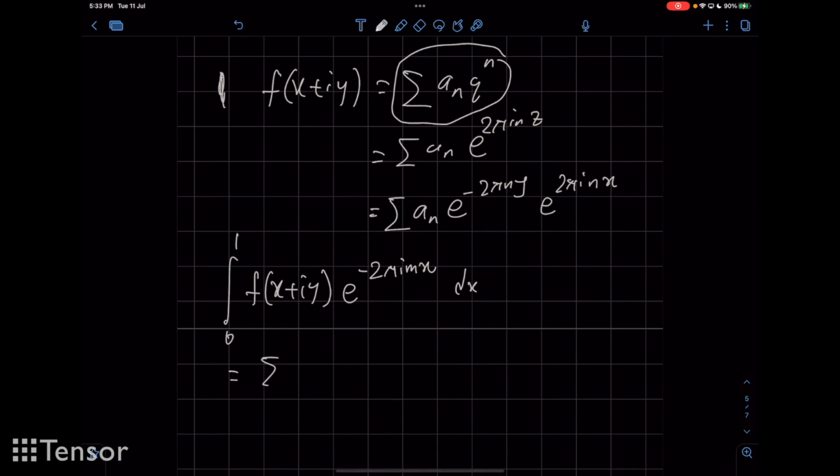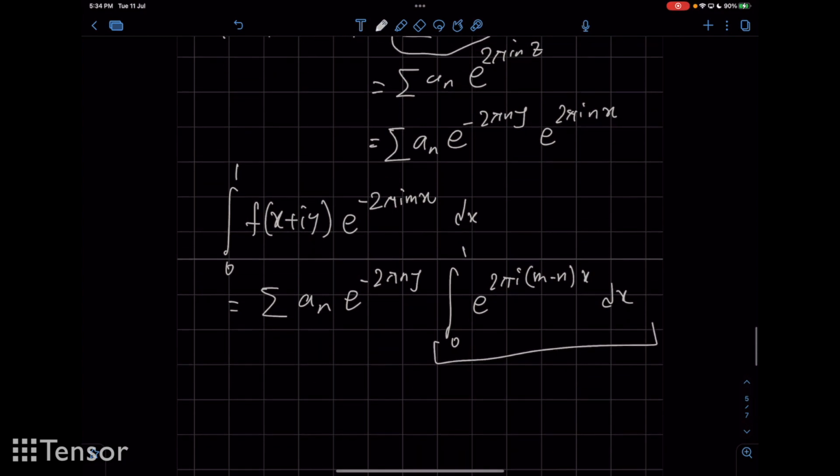So this is the sum of a n e to the negative 2 pi n y times the integral from 0 to 1 of e to the 2 pi i (m minus n) x dx. Okay, so this is the delta function. So we get that this sum is nothing but a m e to the negative 2 pi m y.